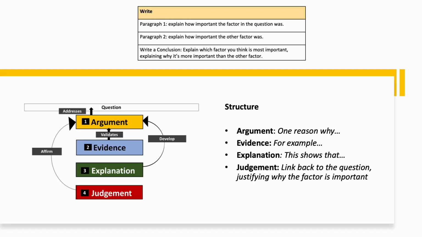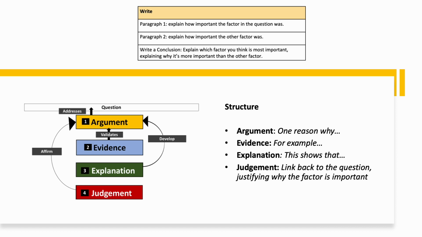When we're thinking about our main body paragraphs, that's paragraph 1 and paragraph 2, a structure that we recommend is using the AEEJ structure. That's just because it encourages you to think carefully about the purpose of your writing. It's never going to look exactly like this, but it's a very good thing to have in mind. So you start your paragraph with the argument, and the argument is where you're addressing the question. Then you have to prove your point. You can't just make an argument, you need to evidence it.